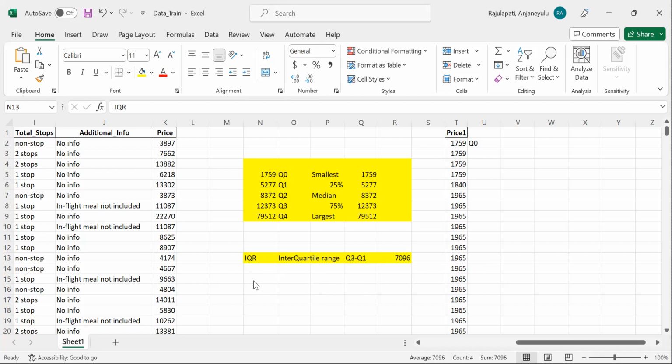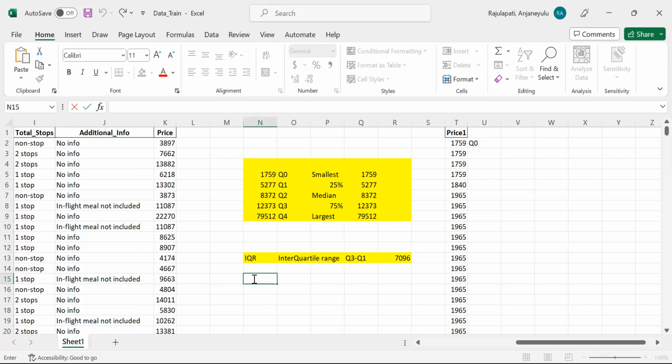Okay, so there could be like whiskers. So some data we have, Q3. Just 1 second.